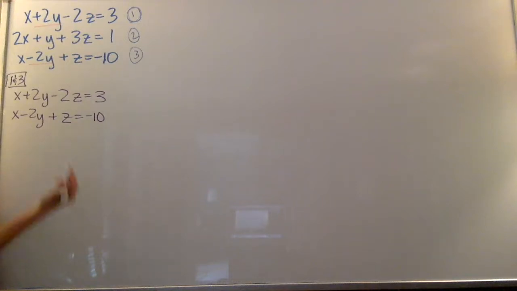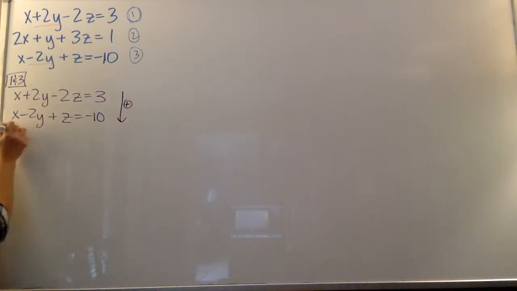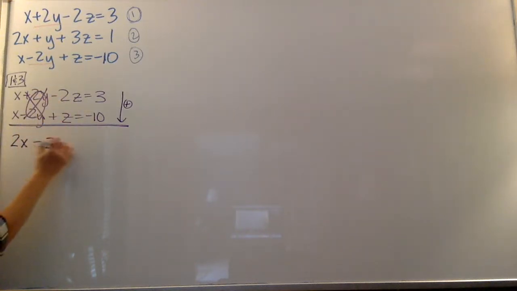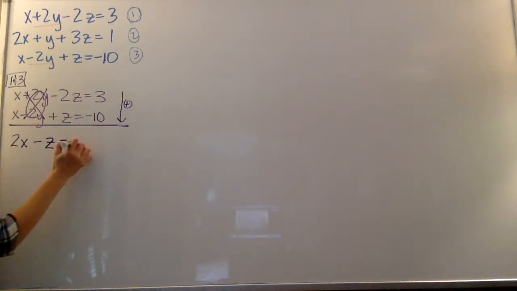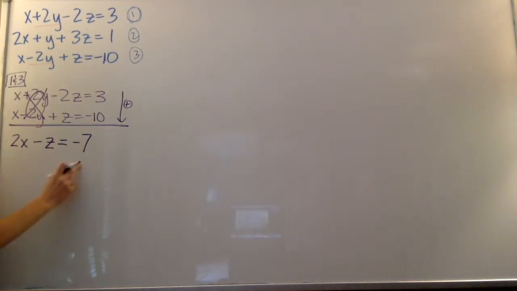All right, so let's use our process, and I'm assuming you know elimination, which is taking these two and adding down. So when I put those together, I'm going to get 2x. My y's are going to cancel, yay, to get 0. And negative 2z plus z is going to give me a negative z equals 3 minus 10. Don't forget to add these. That's very important.